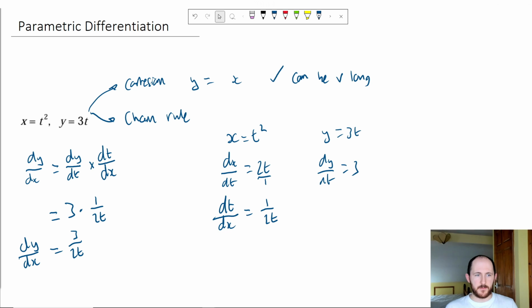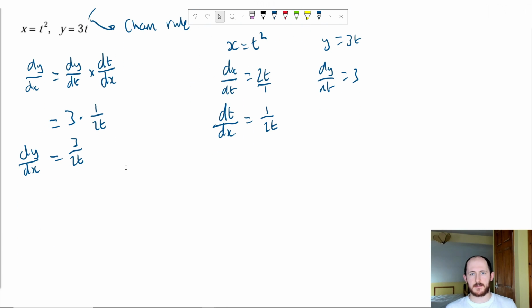Now, some of you might not be too happy with that because of the fact that I've taken the reciprocal. So the other way to look at it is like this. We have dy by dx.